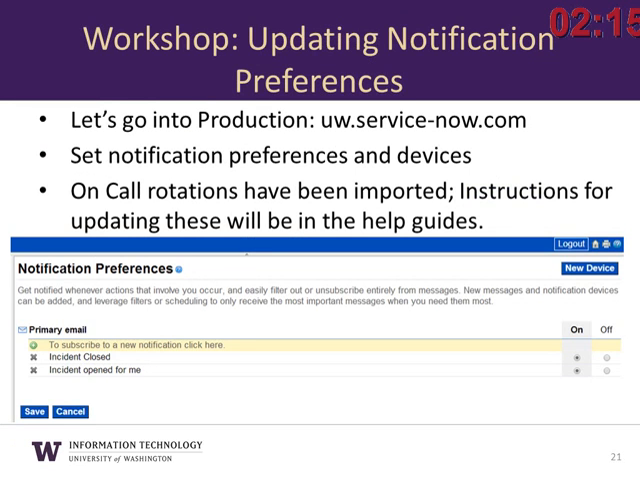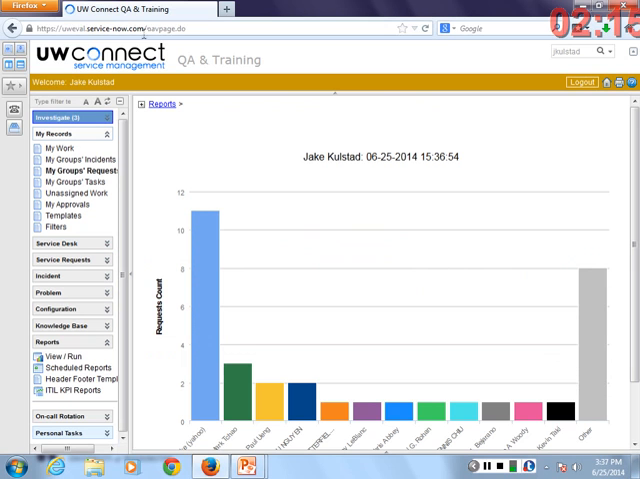We are ready to go into production. You guys feel ready? Great. Okay. So what we're going to do is go in and change our notification preferences. Our on-call rotas have already been imported. All we have to do is go back to your URL and delete eval.